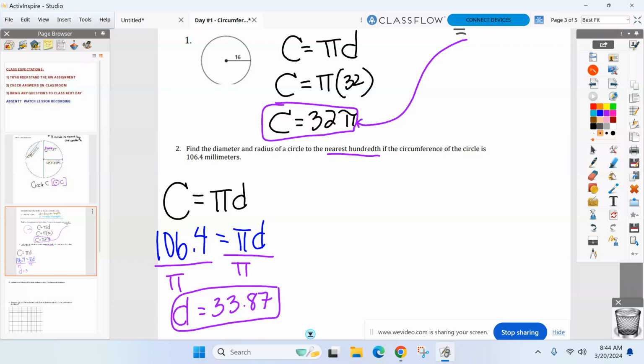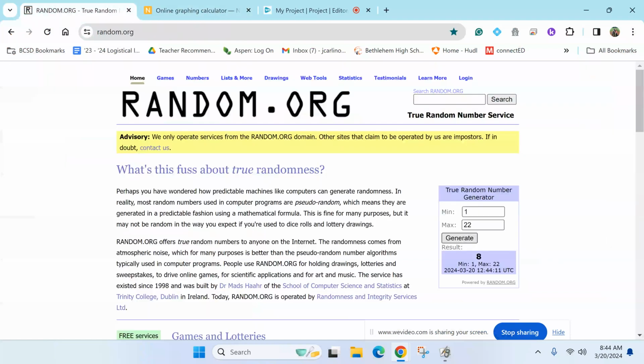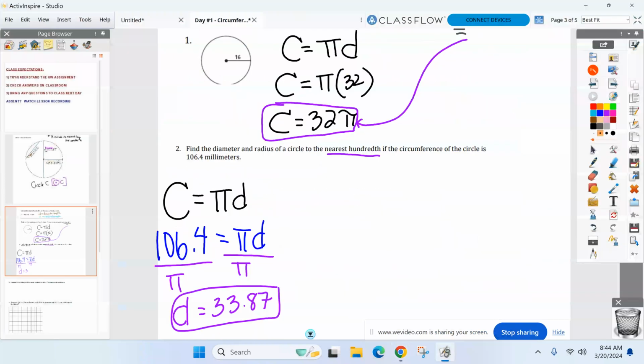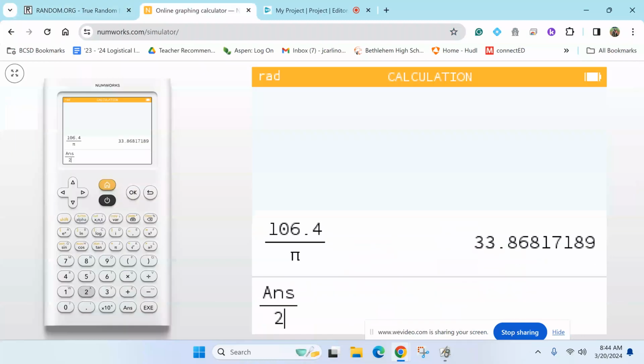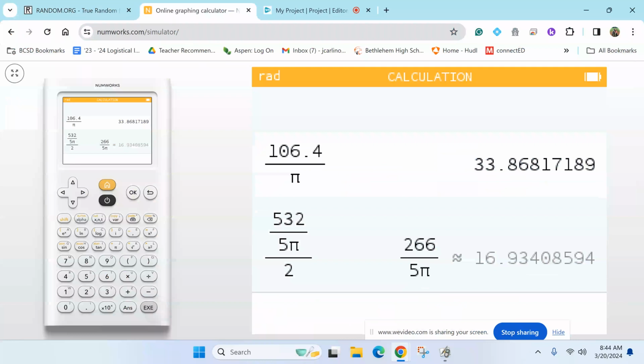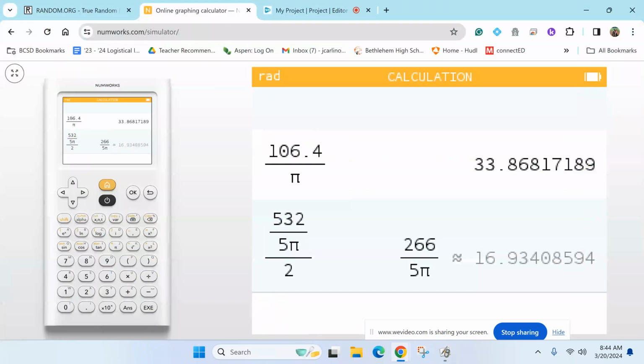Not done yet. Find the radius. So what do I need to do to go from diameter to radius? Divide by 2. Just a heads up, I'd like you to go back to the unrounded answer to get the most exact answer, right? So don't divide 33.87 by 2. Go back. It's already sitting in your calculator, I hope, if you didn't clear it out. And all you have to do is divide it by 2. And there you go. So please use the unrounded answer wherever you're going to find the radius length, which would be 16.93.